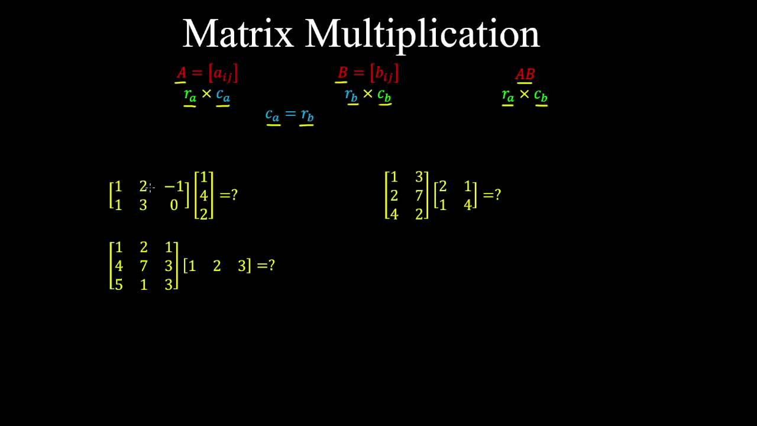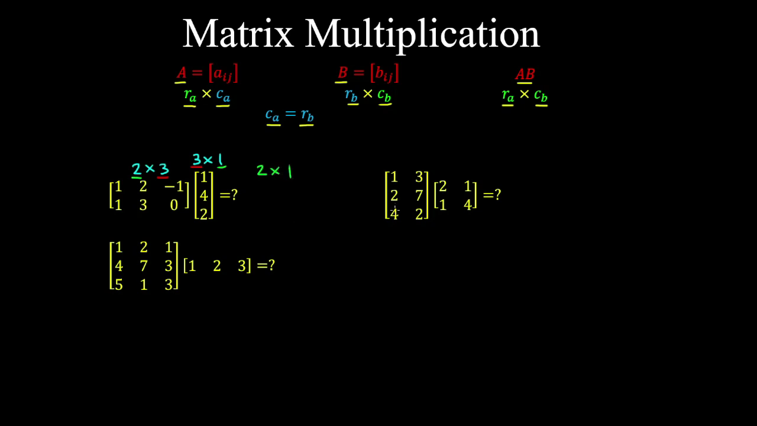So for example, this first matrix has 2 rows by 3 columns, and this second matrix has 3 rows by 1 column. So the number of columns in A is equal to the number of rows in B, so this multiplication is valid, and our resulting matrix will have 2 rows by 1 column.